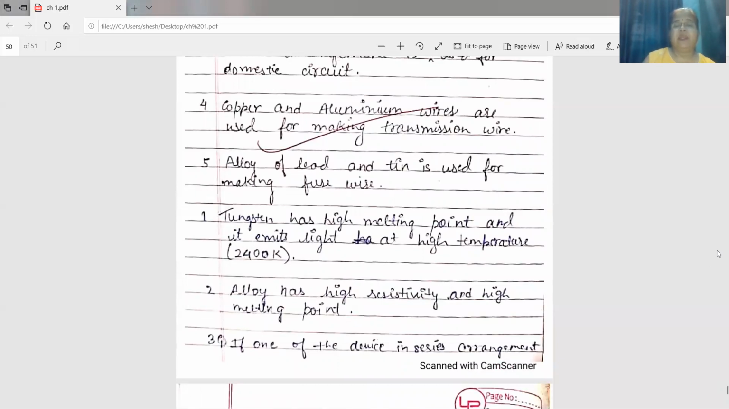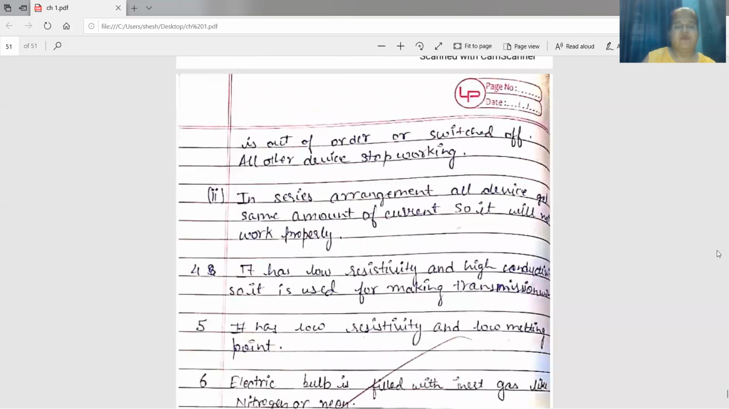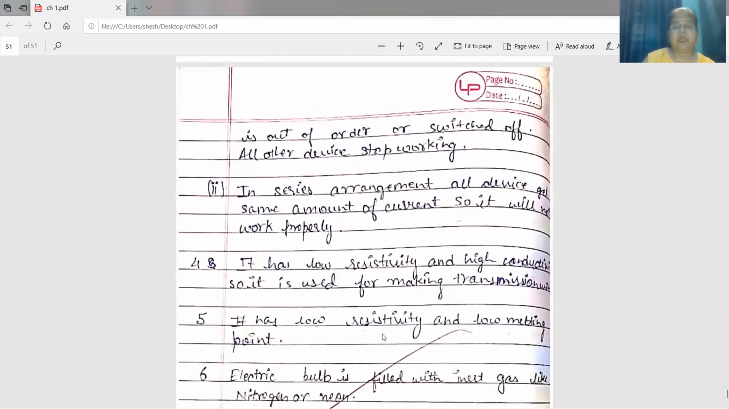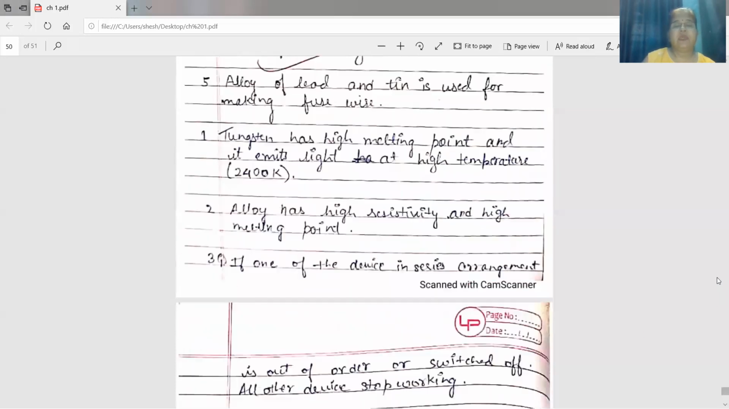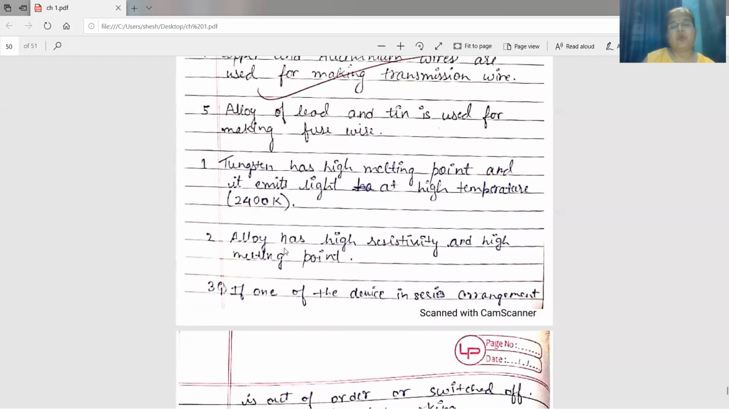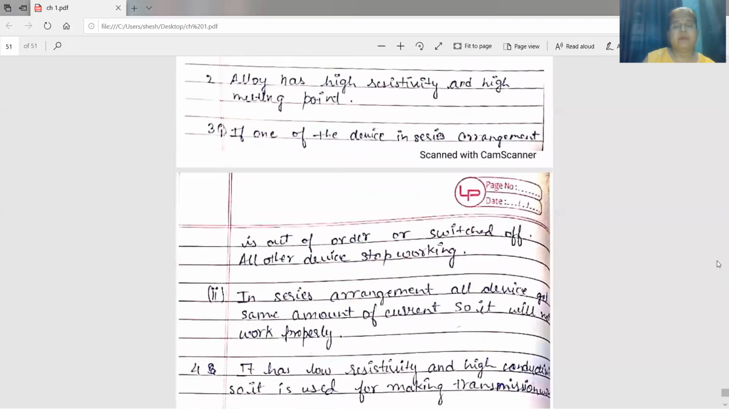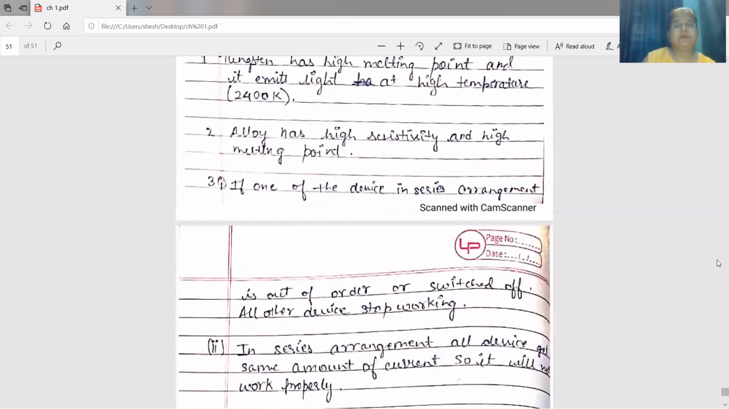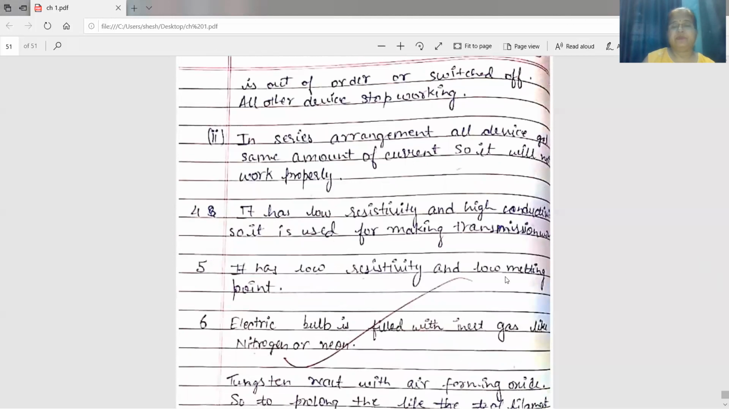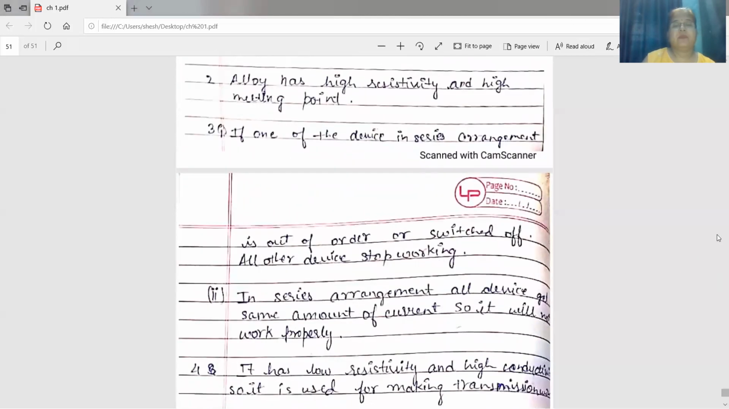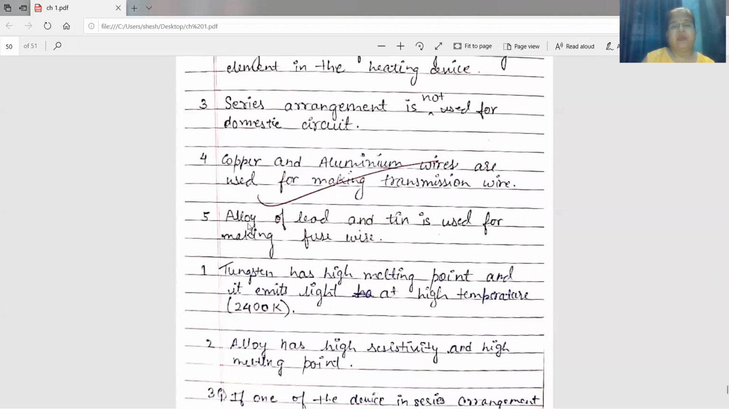Number 5, alloy of lead and tin is used for making fuse wire. Fuse wire has low resistivity and low melting point. That is why it is used for making fuse. Alloy of lead and tin or copper tin is specially used because it has low resistivity and low melting point. Number 5, alloy of lead and tin is used because it has low resistivity and low melting point.